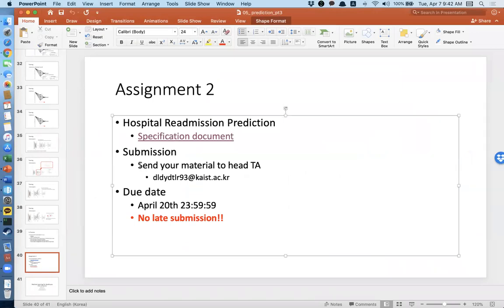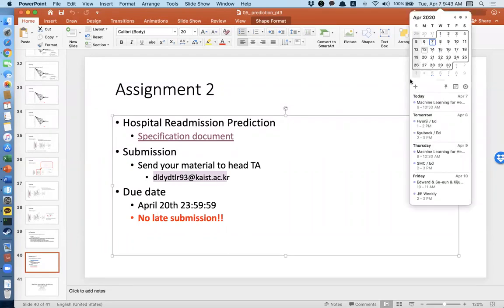All right, so for submission, send your material, which is the two codes, the pre-processing code and the trained logistic regression code, to the head TA, at the email address here. Due date is 2 weeks from now, April 20th, midnight. No late submission. Again, as I said, no late submission, because I'm giving you 2 weeks. 2 weeks is a lot of time, basically.